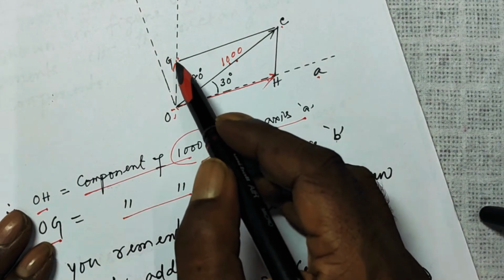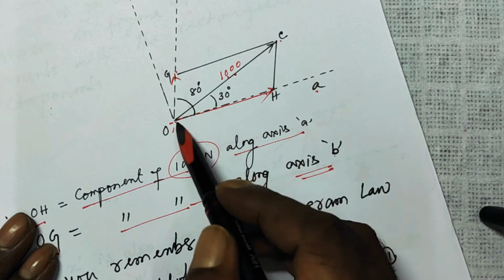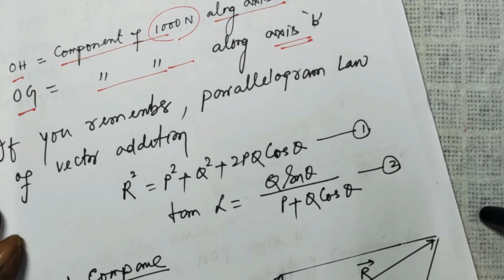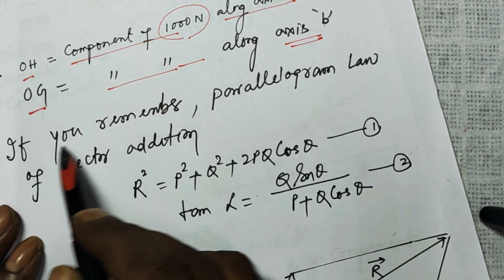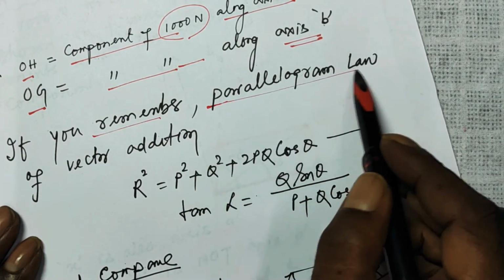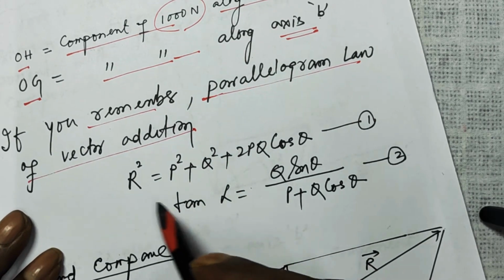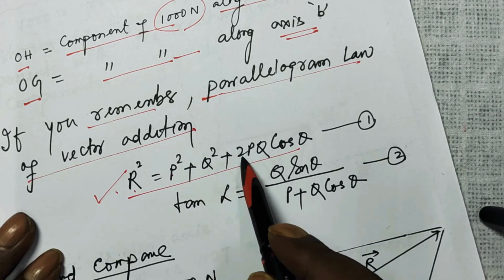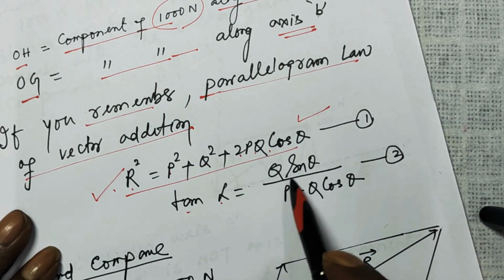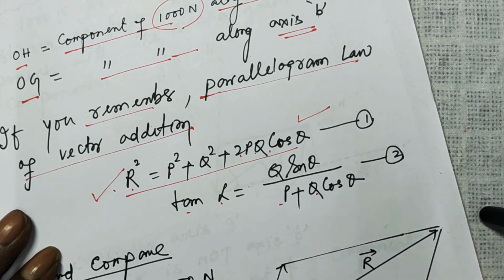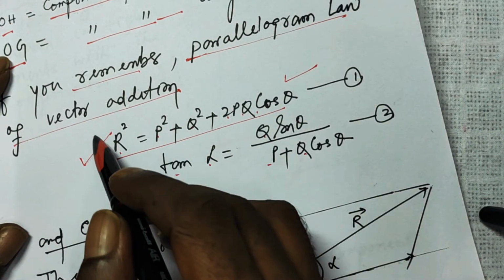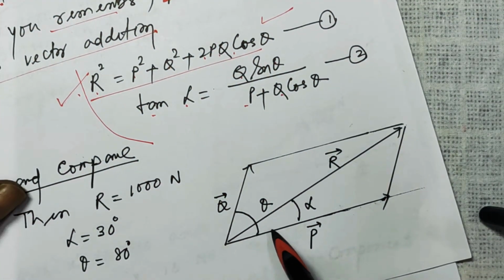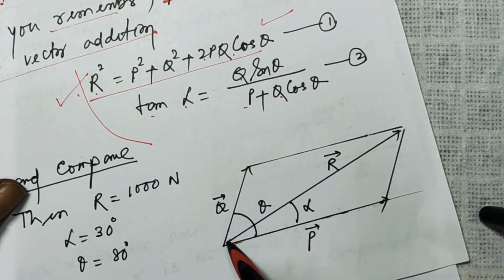Now if you compare this part with your school physics, that was your parallelogram law of vector addition. If you remember, in the parallelogram law of vector addition, such an expression was derived in your school days: R square is P square plus Q square plus 2PQ cos theta, and tan alpha is Q sin theta over P plus Q cos theta. When these two were derived in your school exam, your diagram was like this. This was R, this was P, this was Q.